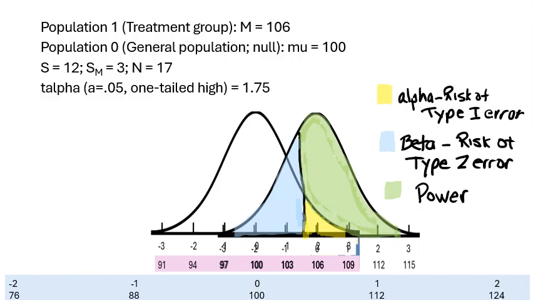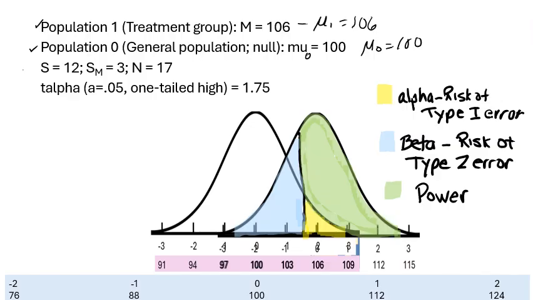This is where we left off at the end of the last lecture. We had population 1, our treatment group, with a mean of 106, and we will actually change that to say the mu for population 1 is 106, because now we're talking about populations and not samples. Our population 0 had a mu of 100. Let's call that mu 0, or mu 0 equals 100.